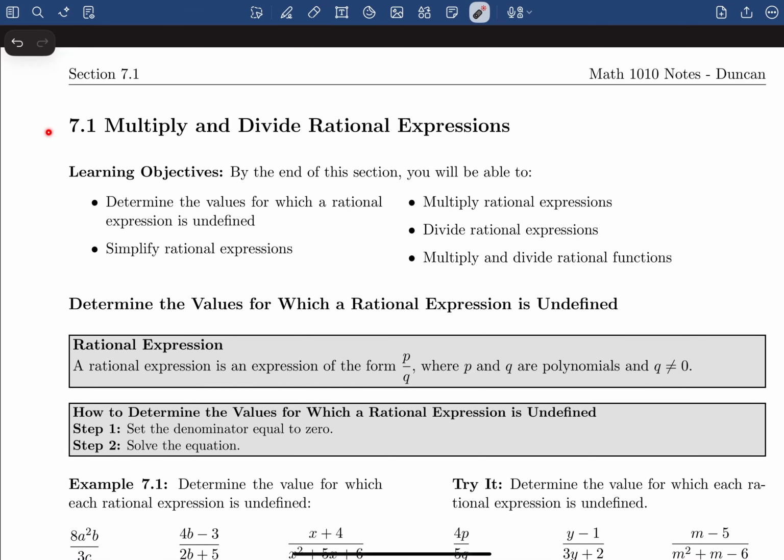This is lesson 7.1, multiplying and dividing rational expressions. Our learning objectives are to determine the values for which a rational expression is undefined, simplify rational expressions, multiply rational expressions, divide rational expressions, and multiply and divide rational functions.